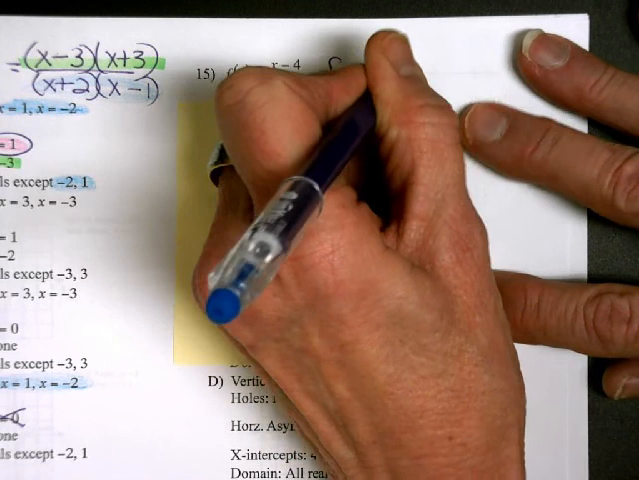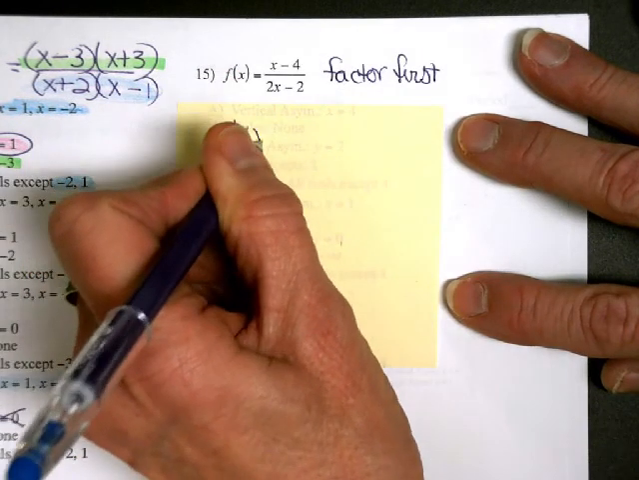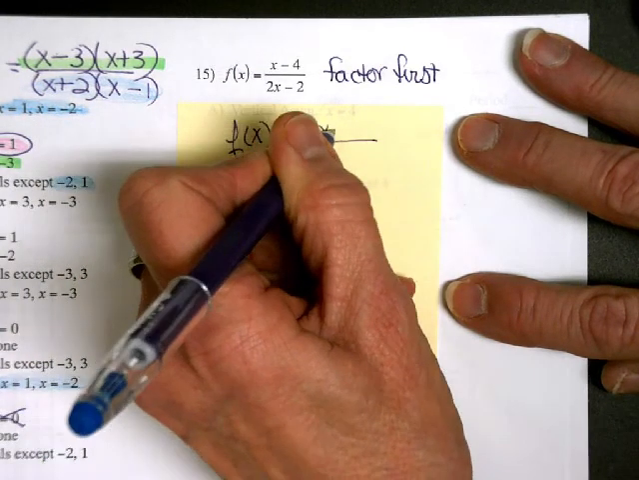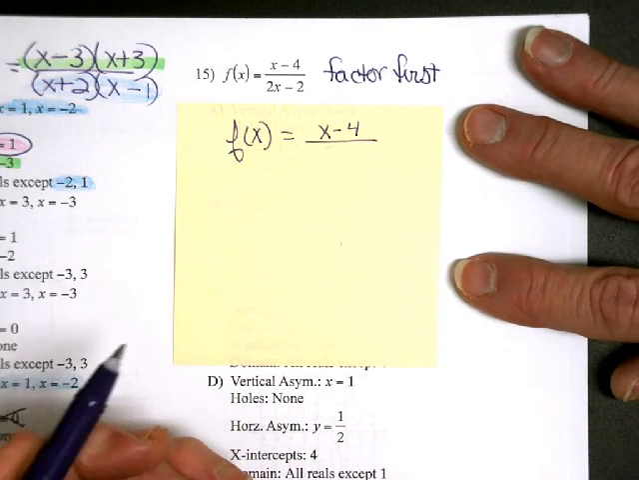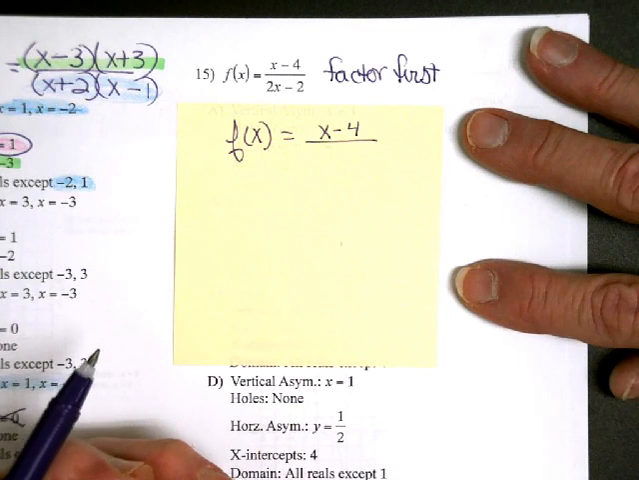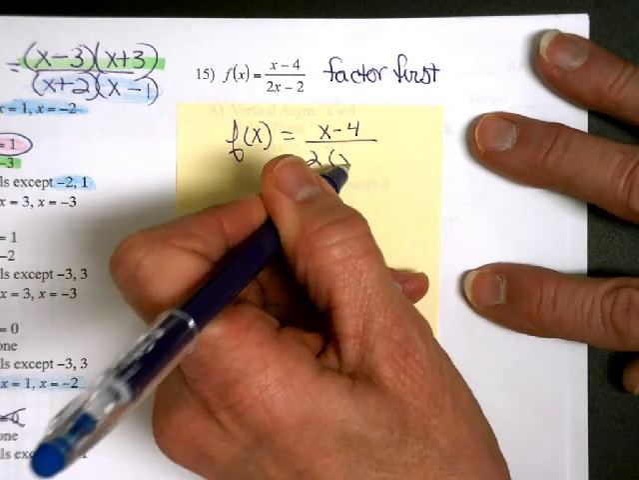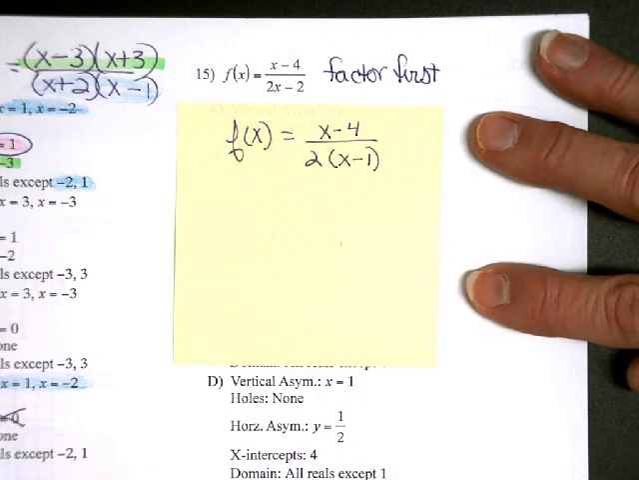Okay, the key to these complicated functions is to factor first. So this function, the numerator is already as factored as it's going to get. The denominator, I can take a 2 out. Correct? You agree? See the greatest common factor of 2?